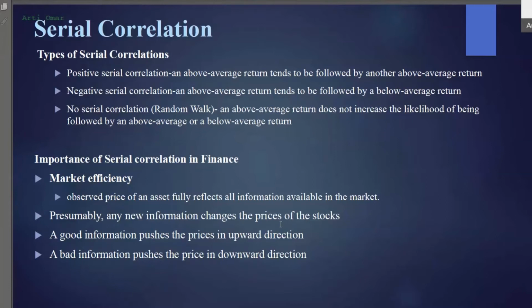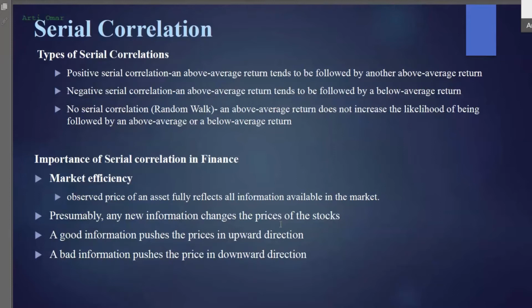And no serial correlation is basically when an above average return is not followed by an above average return or a below average return. It's very random, it can move anywhere, the two points are moving. So there is no trend that they are going together or going in opposite directions. So that is called no serial correlation.